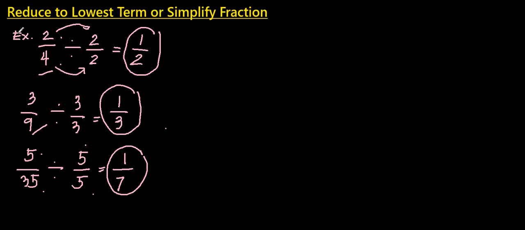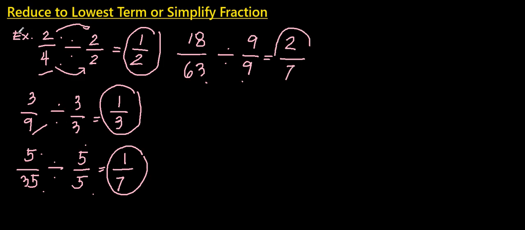What about 18 over 63? We know that their common factor is 9 because 18 is divisible by 9, and 63 is also divisible by 9. So divide by 9 over 9. 18 divided by 9 is 2. 63 divided by 9 is 7. So the lowest term for 18 over 63 is 2 over 7.